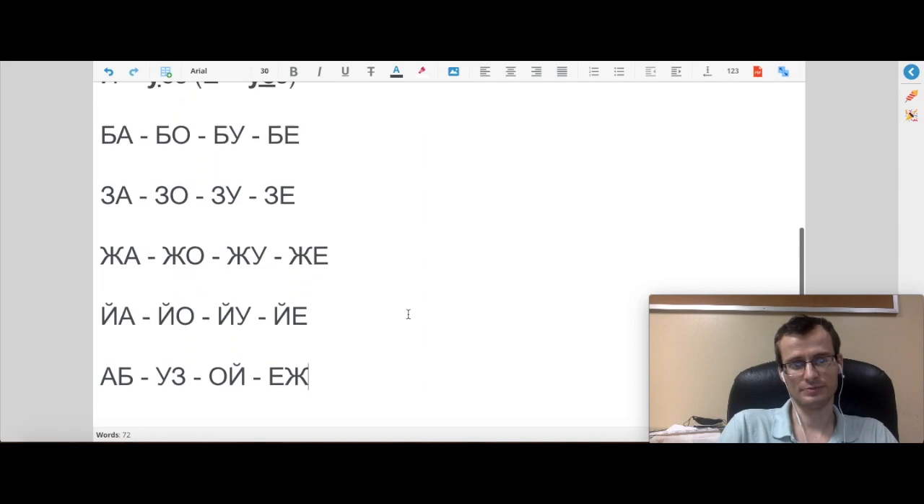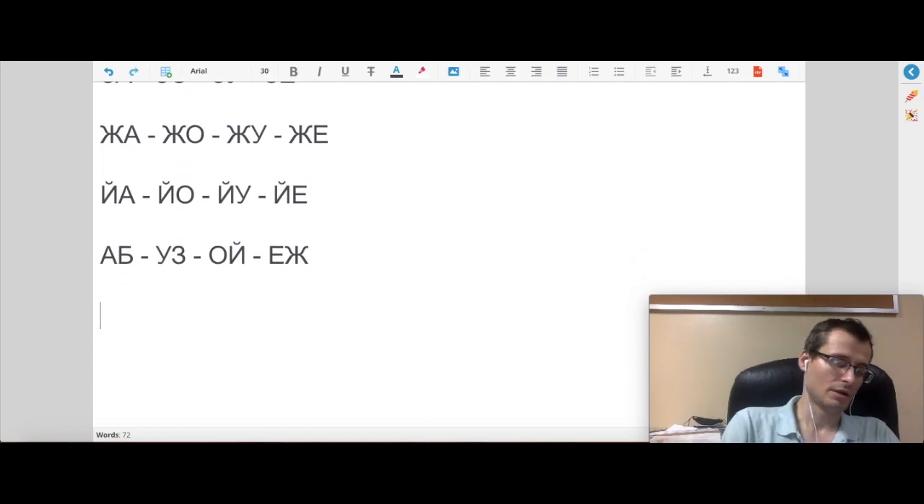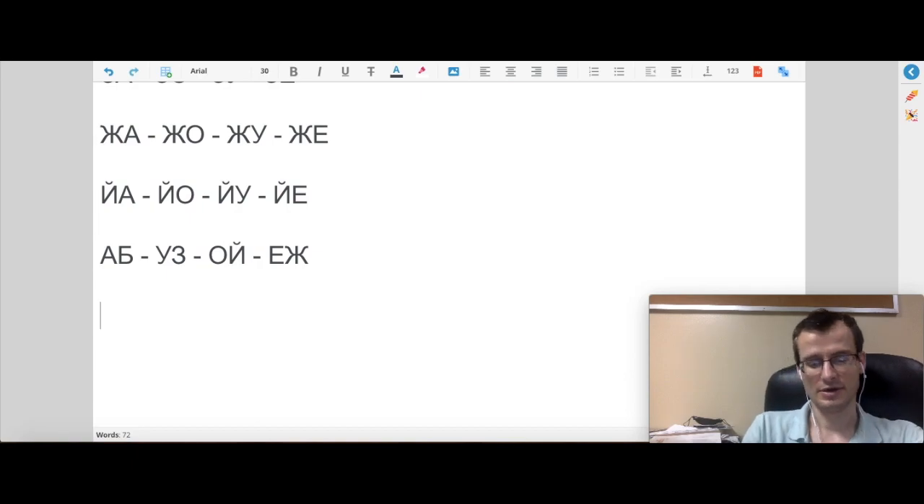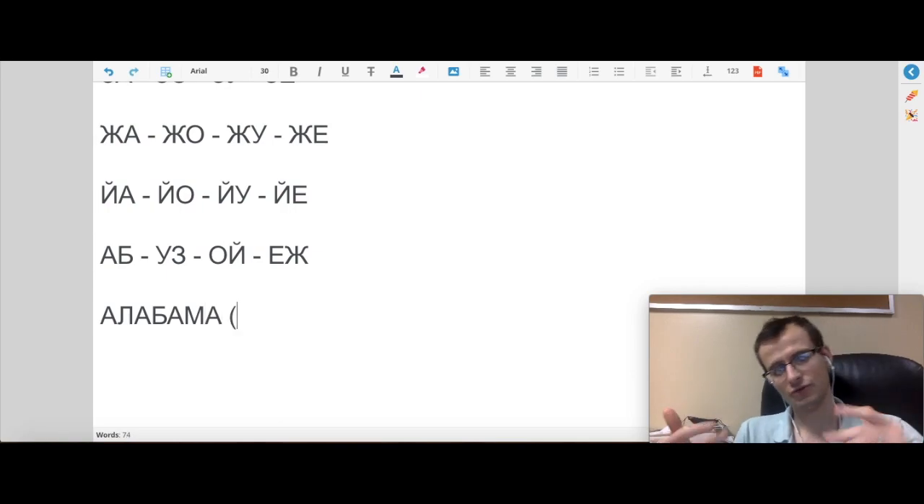So let's read some state names today. Okay. So I prepared a list of U.S. states for you guys to read and decipher, and all these states, the way they're spelled in Russian anyway, only contain the letters we have covered already. Okay, so no new letters. All right, and your task is to read them and figure out what they are.